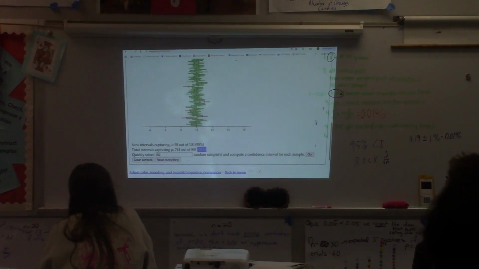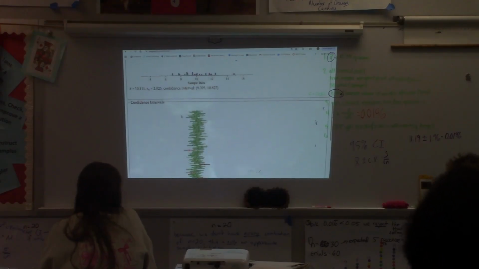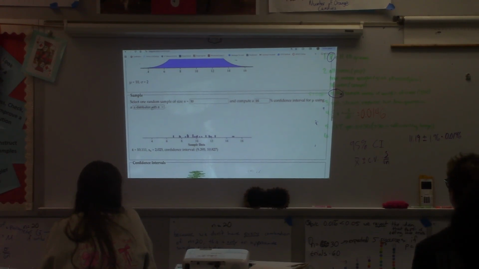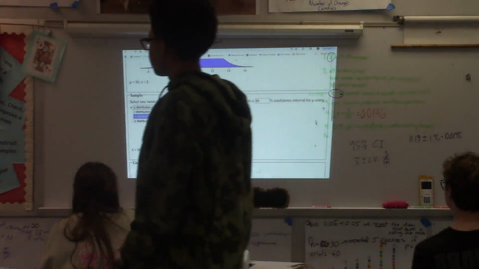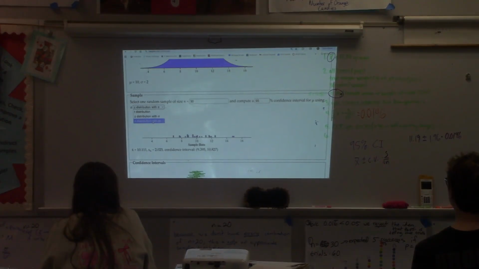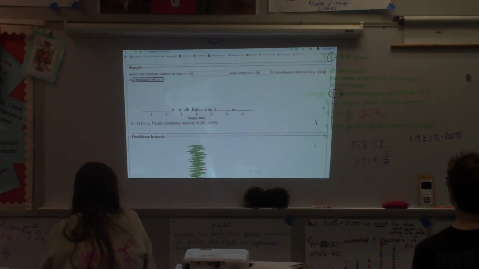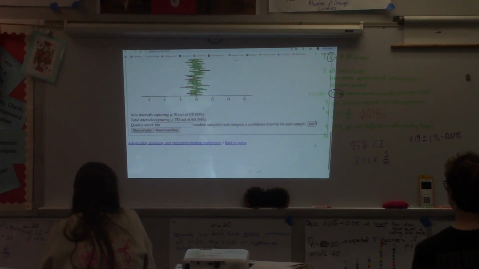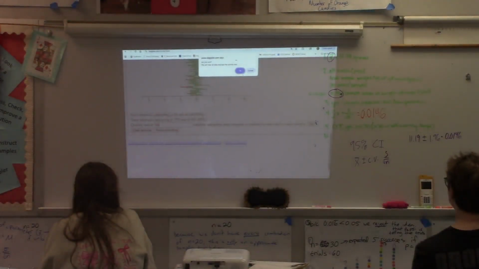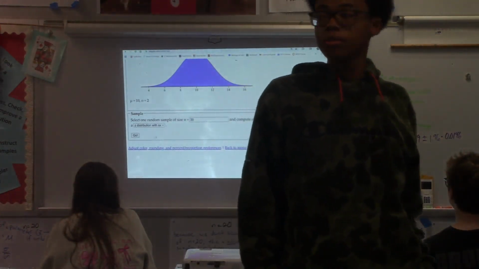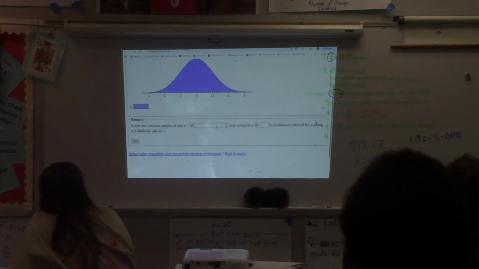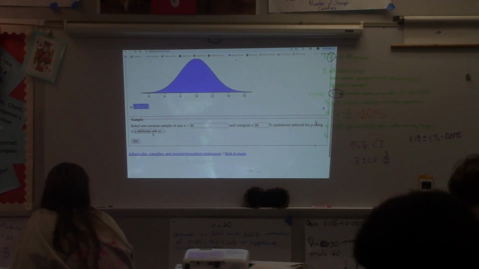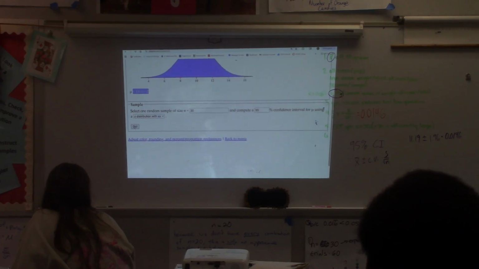Okay, now, that was a z distribution with sigma, but do we have sigma? No, we don't. So let's do z with s, the standard error. This time, I'm going to clear, reset everything. Still have a mean of 10, sigma is still 2, sample size of 30, 95% interval, now a z distribution with s. And go.